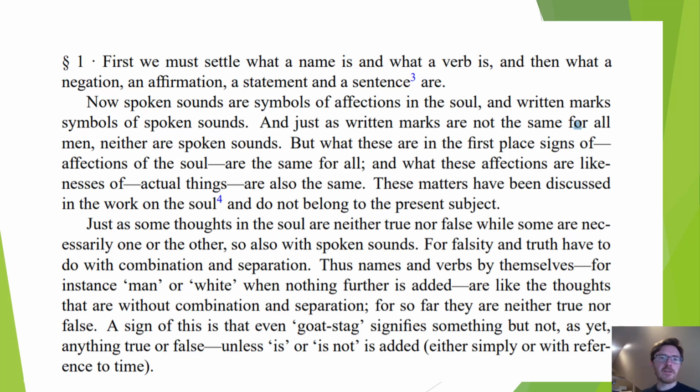So off the bat, he says, first we must settle what a name is and what a verb is, and then what a negation, an affirmation, a statement, and a sentence are. So this is classic Aristotle. He wants to get his terms straight. He wants to say, here's how I'm going to use this term, how I'm going to use that term. And when we get these terms straight, he's going to suggest that these are the terms that are relevant to understanding the subject matter, whatever the subject matter may be.